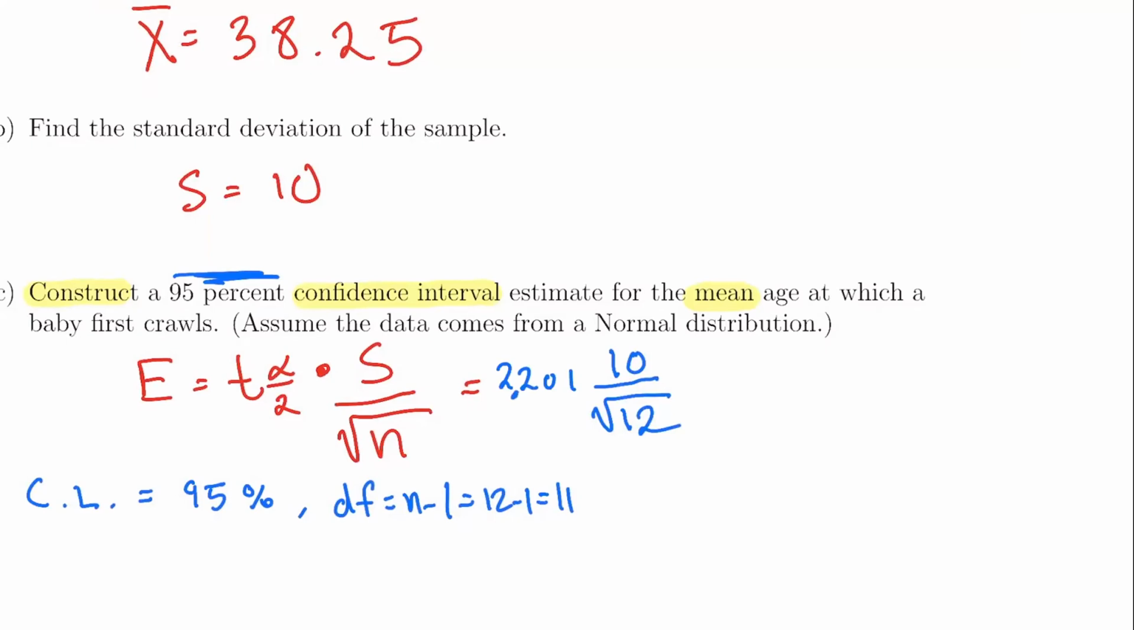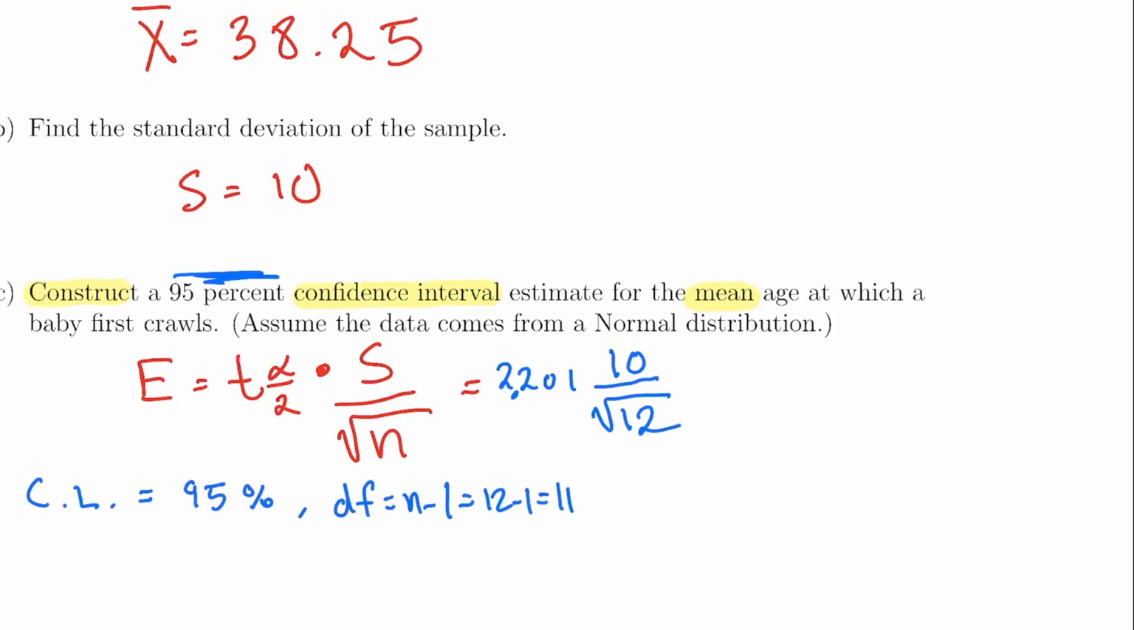So we get 2.201 times 10 divided by square root of 12. Any questions so far on how I substituted the t, the s, and the n into the formula for margin of error? Up next, I'm going to multiply that out on my calculator, and that's going to give me the margin of error. Once we get the margin of error, we just add it to and subtract it from the sample mean, and we're done.